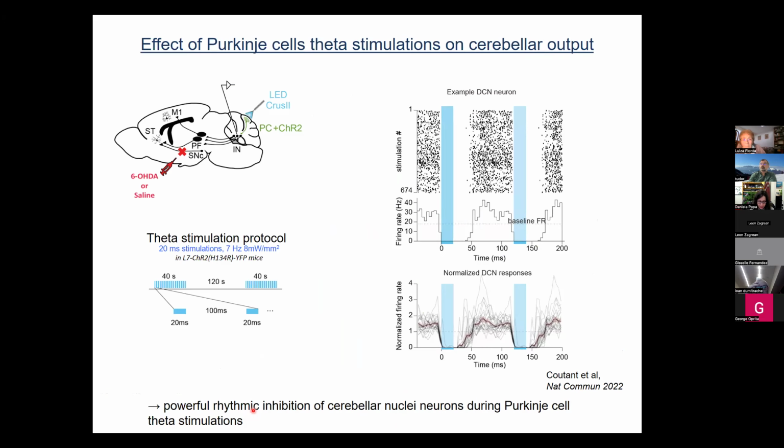So now, what is the effect of this Purkinje cell theta stimulation on cerebellar output? For this, we recorded with electrophysiology in the interposed nucleus to see what happens during the stimulation of Purkinje cells. This is the theta stimulation protocol as used in humans, but not in optogenetics. And then we can see here this powerful inhibitory rhythmic action in the cerebellar nuclei neurons during the Purkinje cell theta stimulation. Then they restart firing, and then again we have this inhibition.